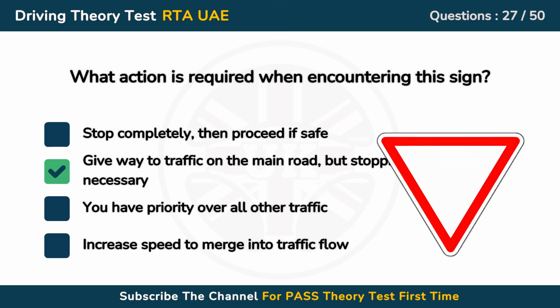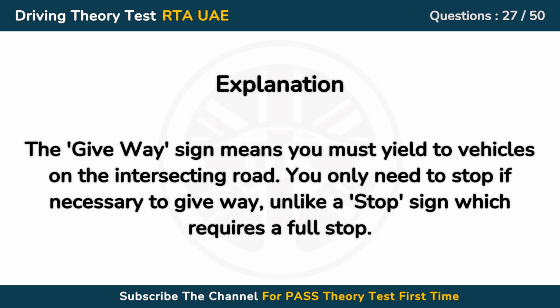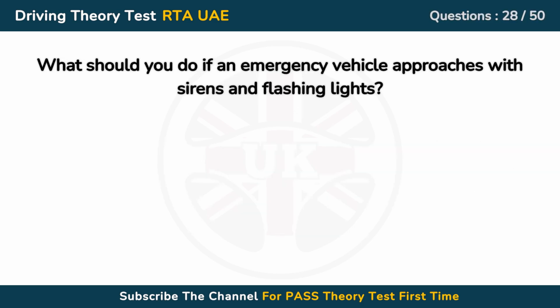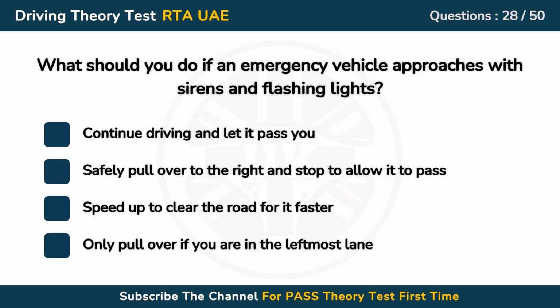Answer is B. Give way to traffic on the main road, but stopping is not always necessary. The give way sign means you must yield to vehicles on the intersecting road. You only need to stop if necessary to give way, unlike a stop sign, which requires a full stop. Question 28. What should you do if an emergency vehicle approaches with sirens and flashing lights?